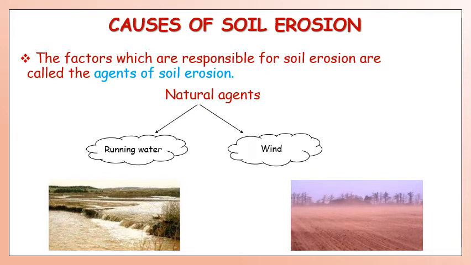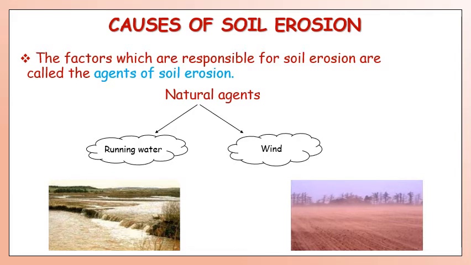Now, next is causes of soil erosion. Students, there are different factors which are responsible for soil erosion. And these factors are called the agents of soil erosion. These are natural agents like running water and wind and some human activities. Now let us understand how they cause soil erosion.